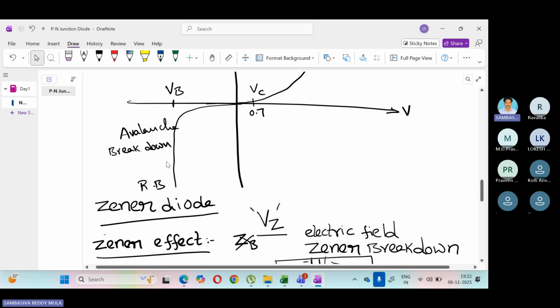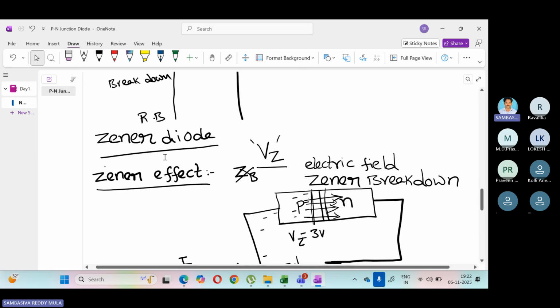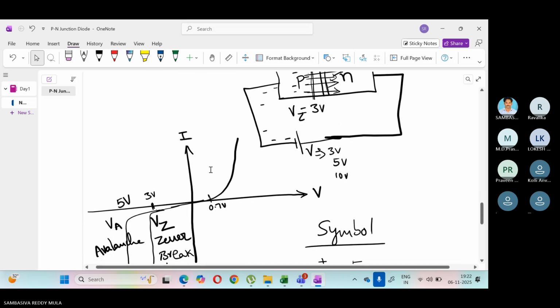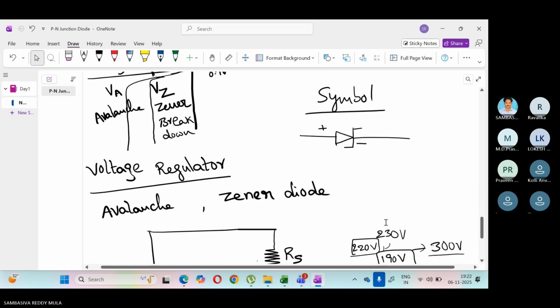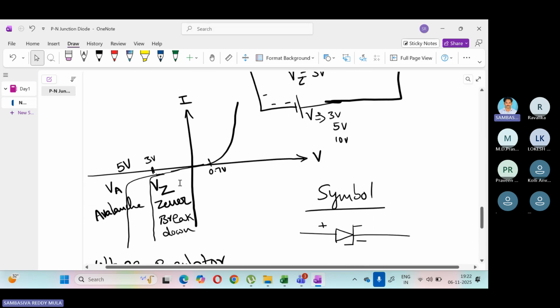And one more thing is, okay, so we have seen the forward and reverse characteristics.